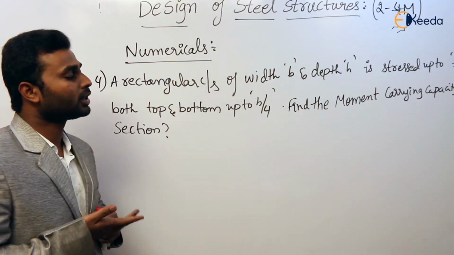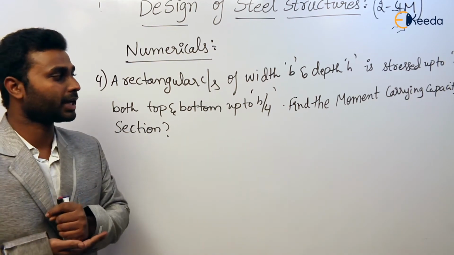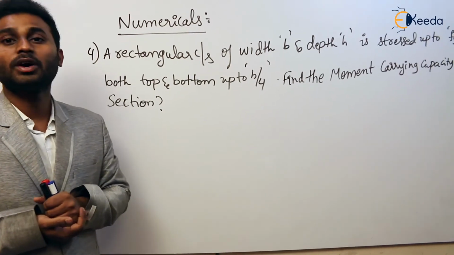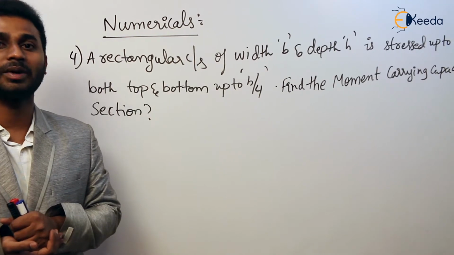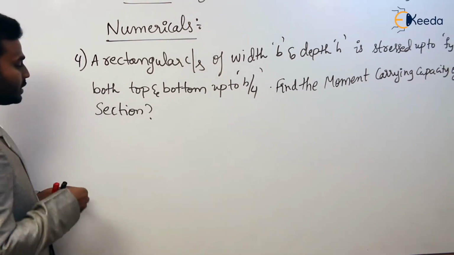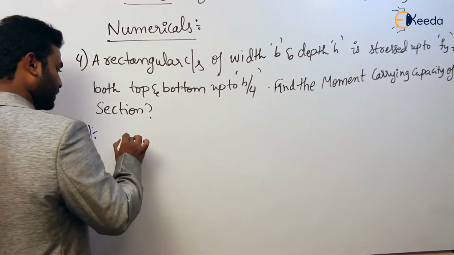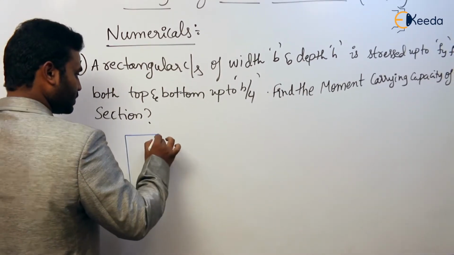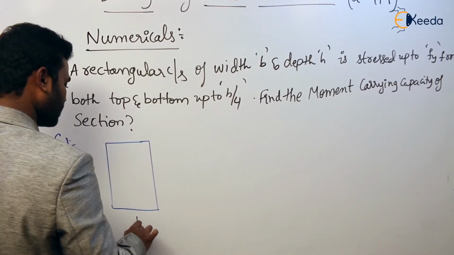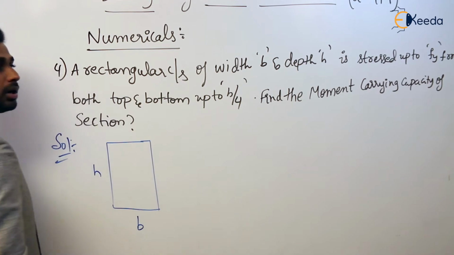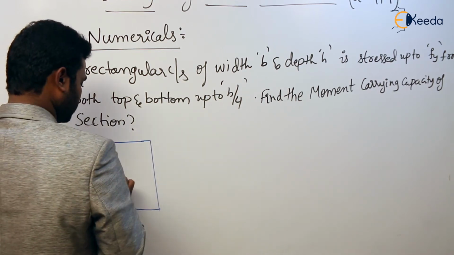For carrying out the calculation of moment carrying capacity of the section, first we have to draw the diagram, the cross section diagram and its stress variation that is mentioned in the question. In the question it is mentioned as a rectangle, a rectangular section of width B and depth H. And here lies the neutral axis.